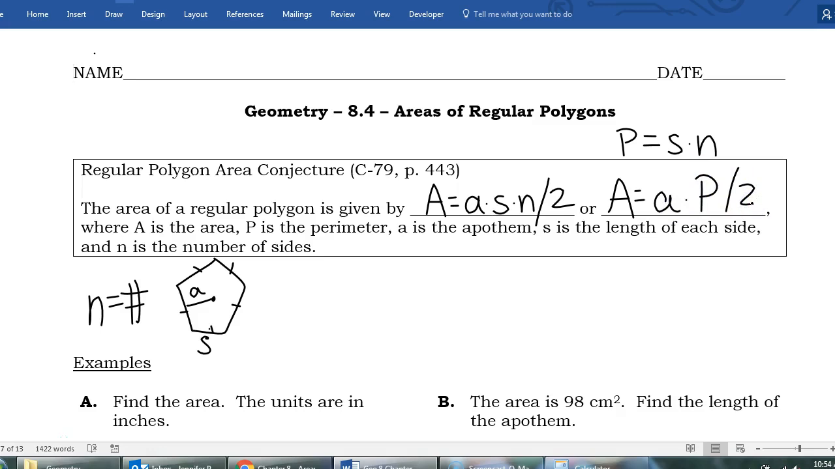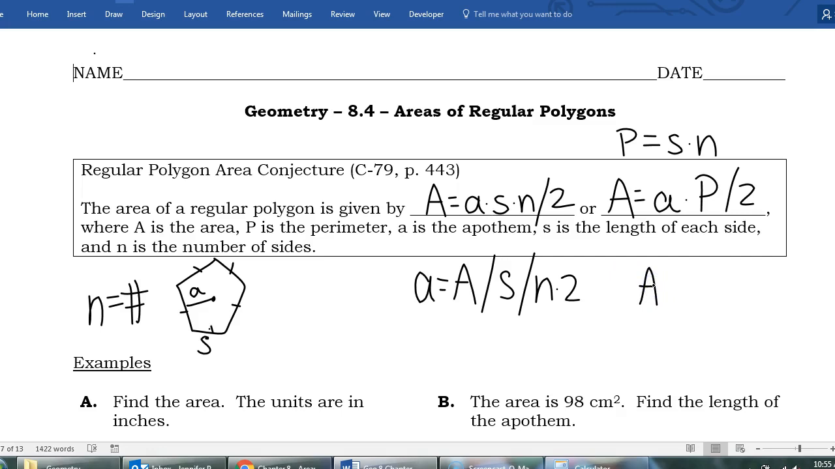Now, I like to work these formulas backwards, just in case we're trying to solve for apothem instead of area, or solve for perimeter instead of area. So if you need the apothem, we do all of our inverse operations. Start with our area, divide by our side length, divide by our number of sides, and times 2. We can do the same thing if we needed to solve for the perimeter, given the area and the apothem.